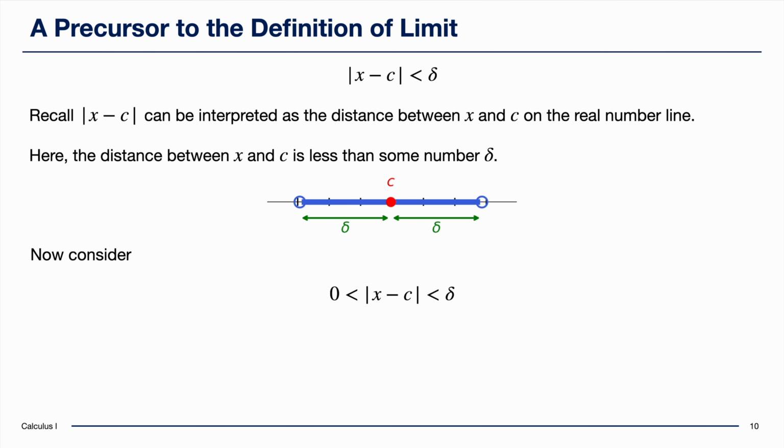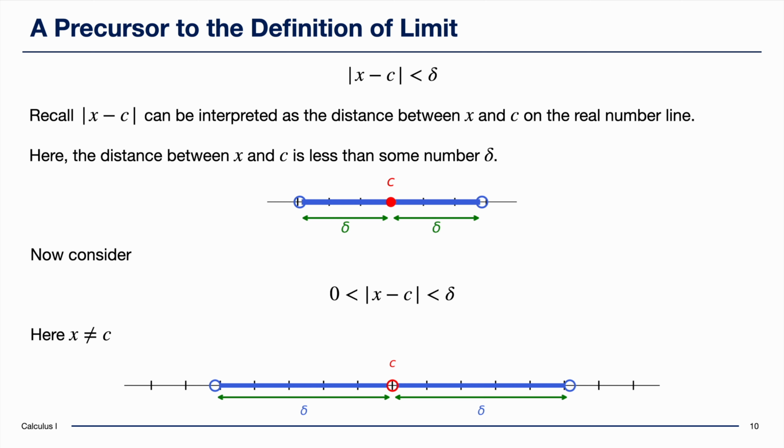Now consider this. 0 is less than the absolute value of x minus c, which is less than delta. Here what we're saying is that x cannot be equal to c, because if x is equal to c, then the absolute value of x minus c will be 0. But here we're specifying that the absolute value of x minus c must be greater than 0. So it will look something like this, where there's a hole at c, and x can be any number between c and c plus delta, as well as any number between c and c minus delta. Again, try to look at this and convince yourself that this is true.